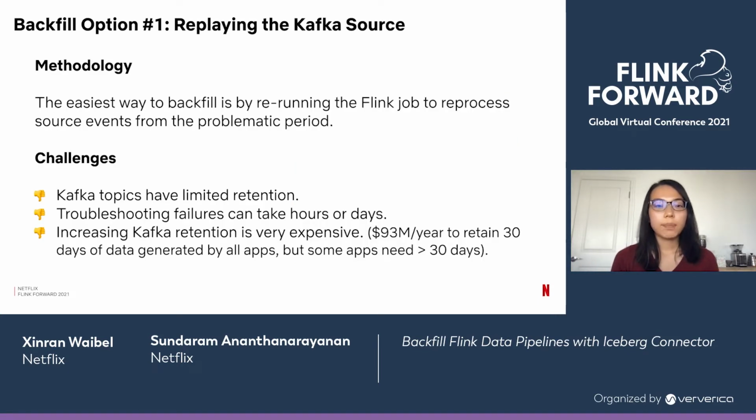The easiest way to backfill is simply rerunning the Flink job to reprocess source events from the problematic period. It's easy, just redeploy the job with a different timestamp. However, the biggest challenge here is that Kafka topics come with limited retention, which means that when failures happen, you need to race with time to troubleshoot the failure, fix the problem, and replay events, all before the source events expire.